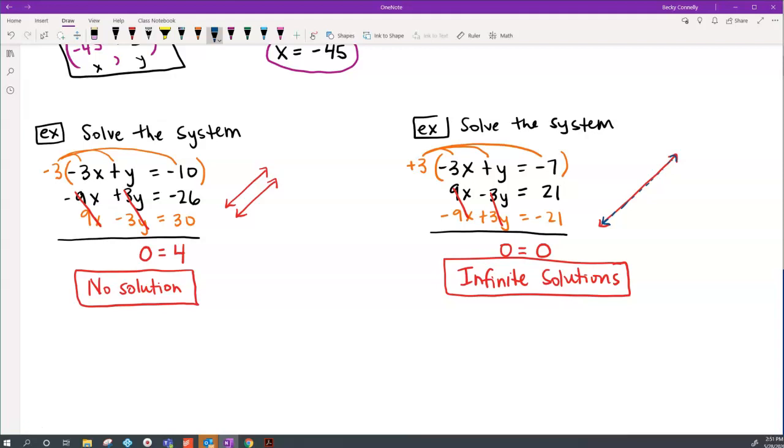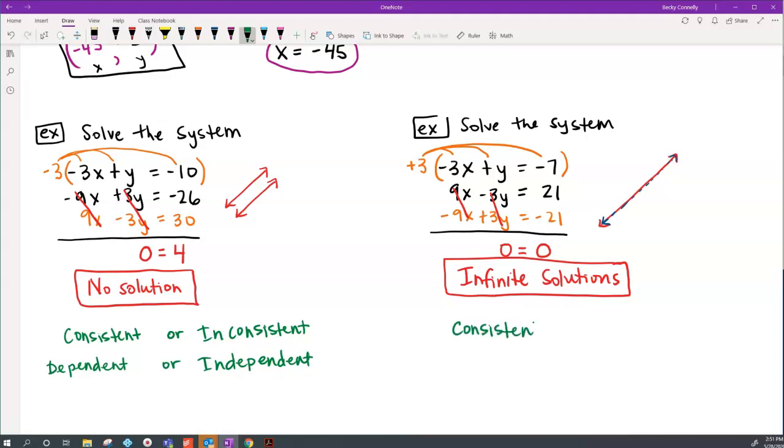Okay, what about if it asks you on these two about consistent or inconsistent, dependent or independent? Okay, so I want you to think about that and decide which one of these or both of these.